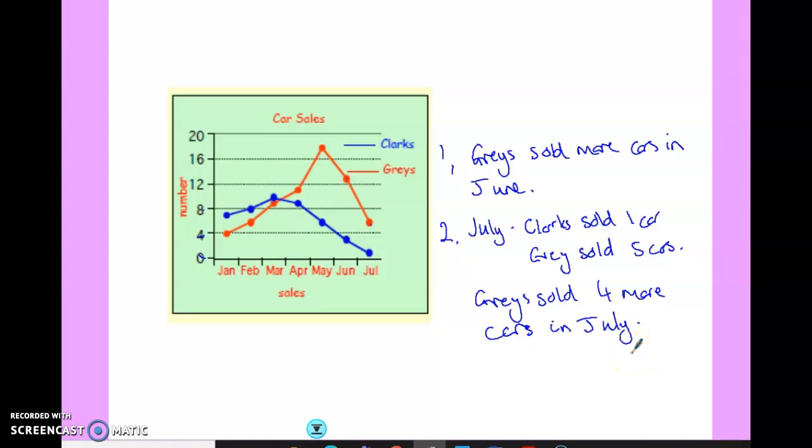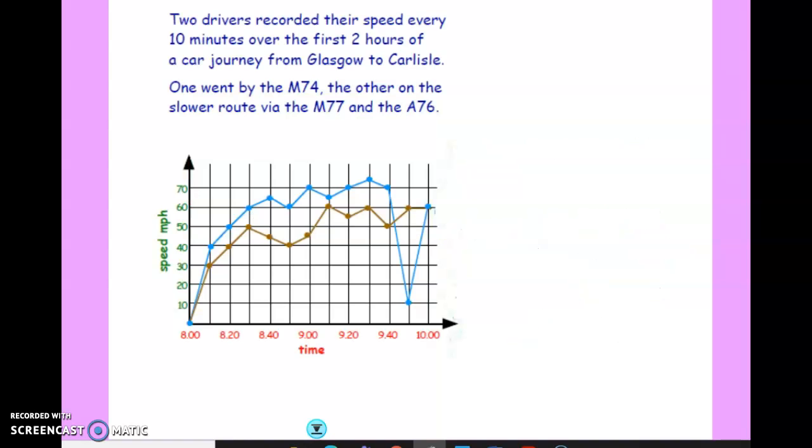We could be asked just to focus on one of them. We could be asked something like, how many cars did Clark sell altogether in that 6-month period? Anything like that. But again, as long as you can read that scale, you'll be able to answer the questions on the line graph. Look at another one.